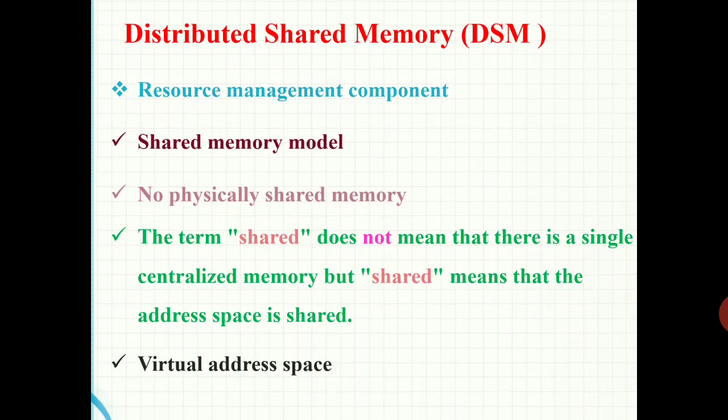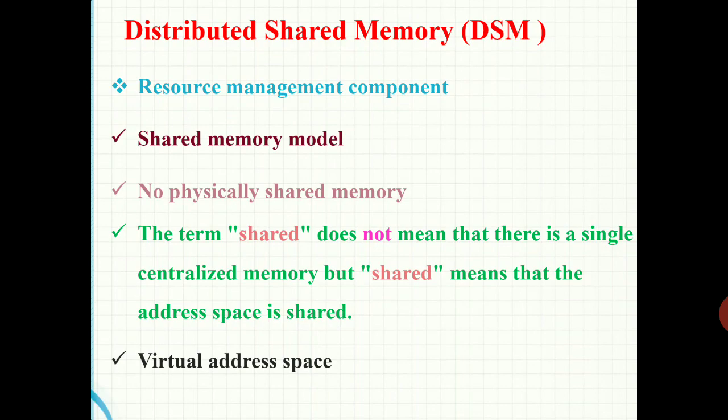We discussed the basics of the distributed system and distributed shared memory. That is, distributed shared memory is a resource management component of a distributed operating system that implements the shared memory model in a distributed system which has no physical shared memory. That is, we are going to implement the shared memory concept in the distributed system. Then it becomes the distributed shared memory.